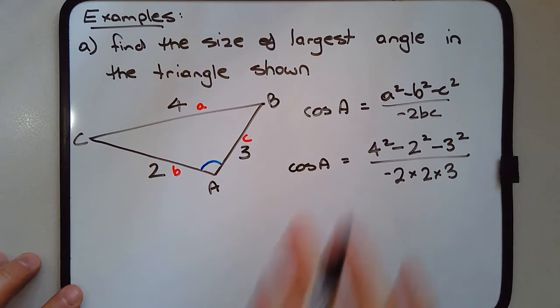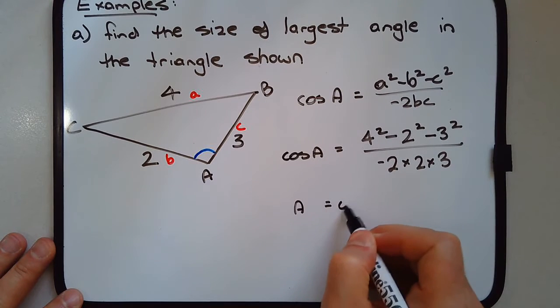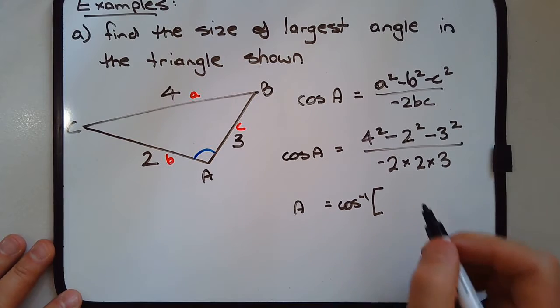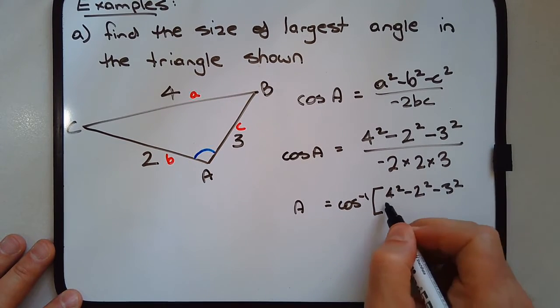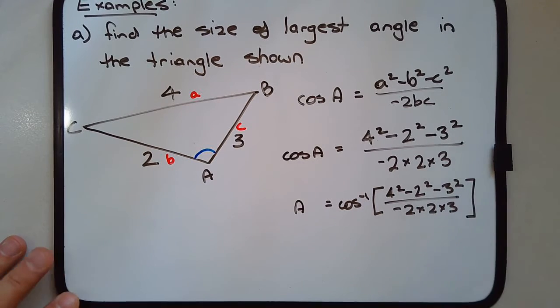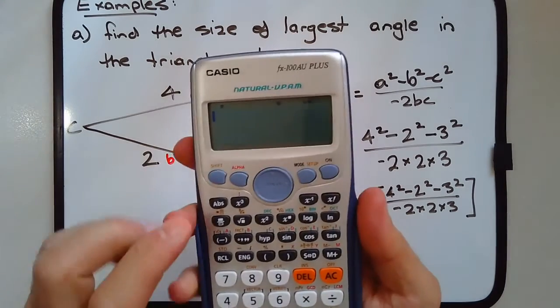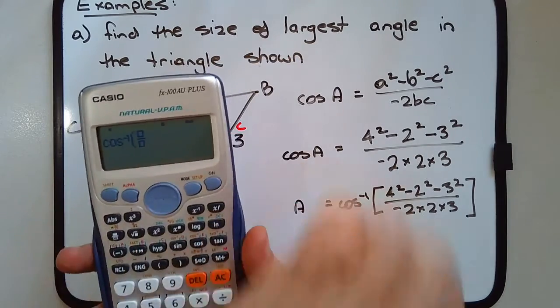Let's make A the subject of the formula. So A is equal to inverse cos. Remember inverse cos, little negative 1. 4 squared minus 2 squared minus 3 squared over negative 2 times 2 times 3. We'll answer this question to the nearest minute. So inverse cos, and we'll just type in the expression there.